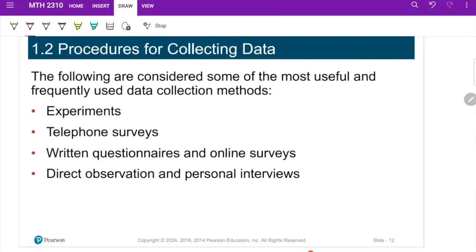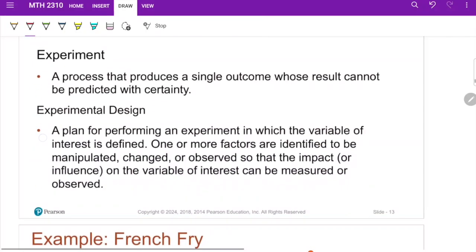So, procedures for collecting data. We have many procedures to collect data. We can do experiments, telephone surveys, written questionnaires or online surveys, observations, or interviews, right? All of these are valid procedures of collecting data.